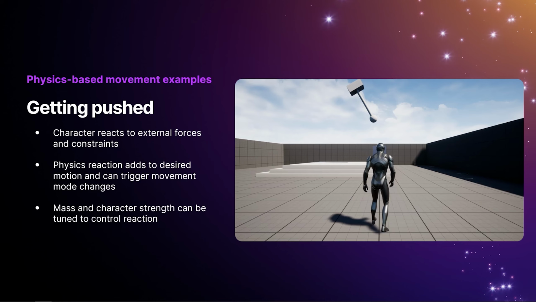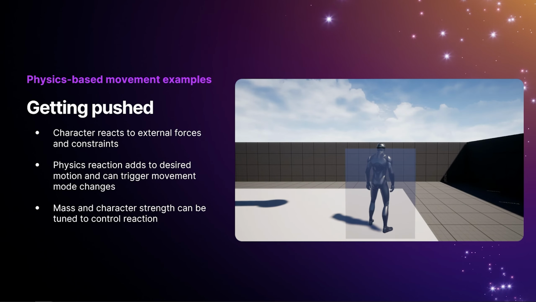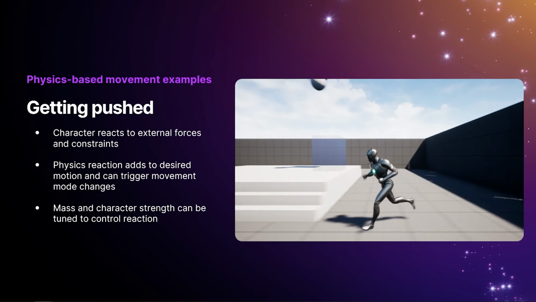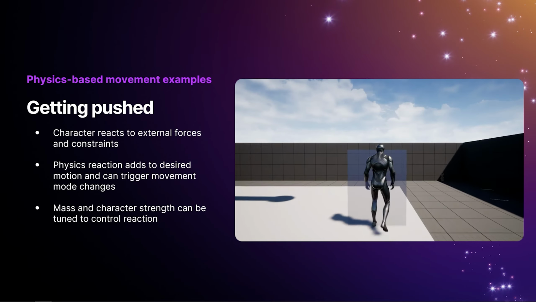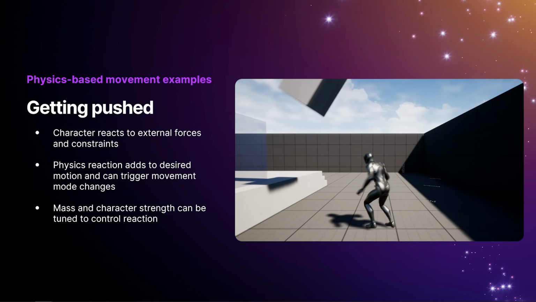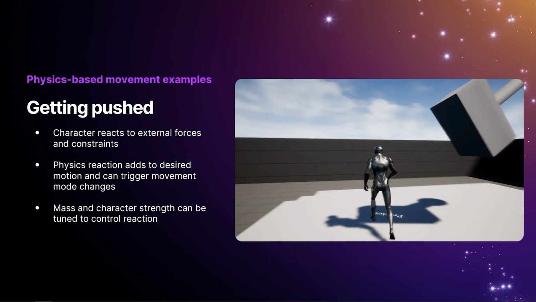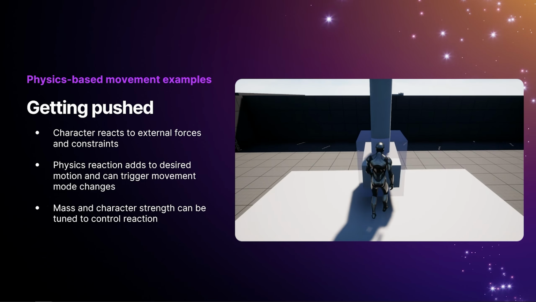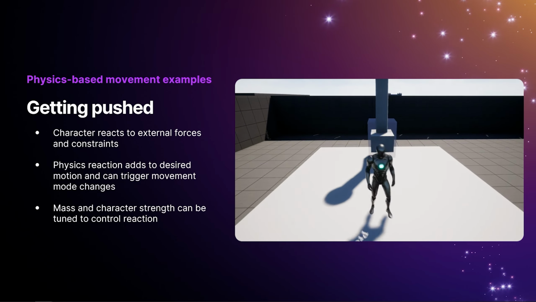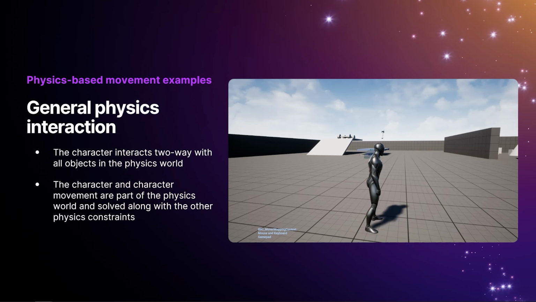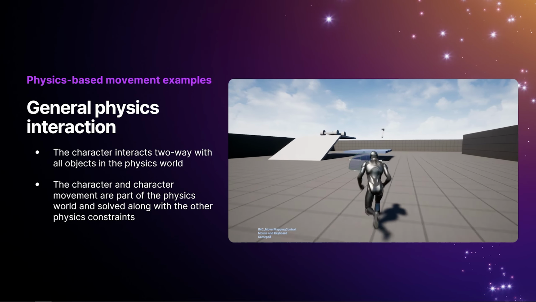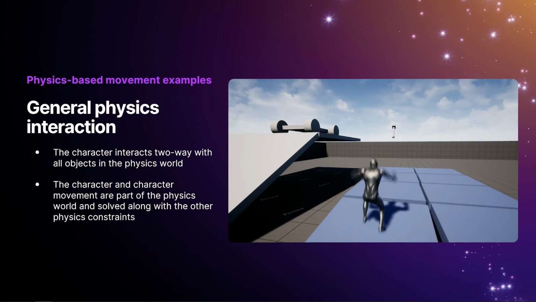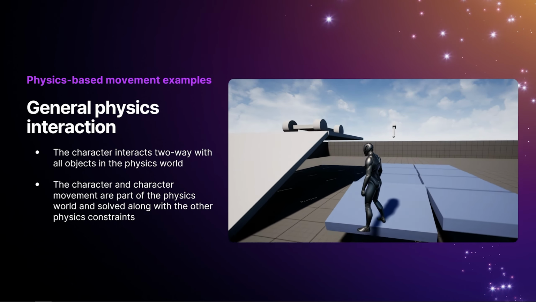So as well as pushing things, we want the character to obviously be pushed. And so the physics character should be able to react to any external forces and collisions that are happening in your environment, and also obviously be pushing back as well as getting pushed. And in general, we want the physics character to be able to interact with anything that's in the physics world, all of the different systems.